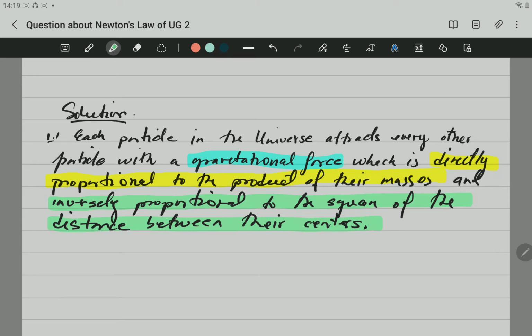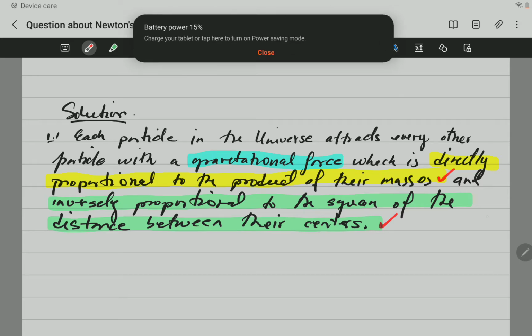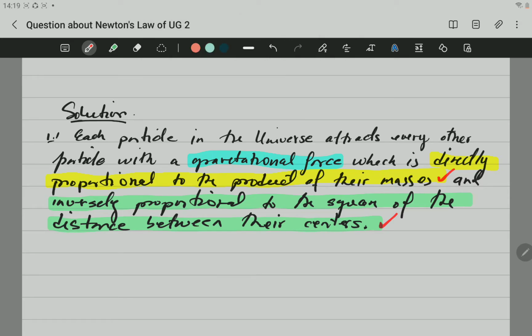And this law, when you have an exam, will carry 2 marks. One for saying that force is directly proportional to the product of their masses, and one for saying it is inversely proportional to the square of the distance between their centers. All right? So that is the law, and then you have 2 marks for that.